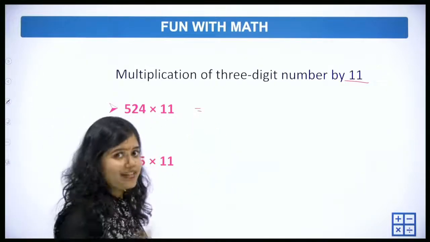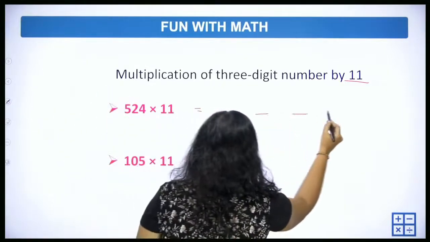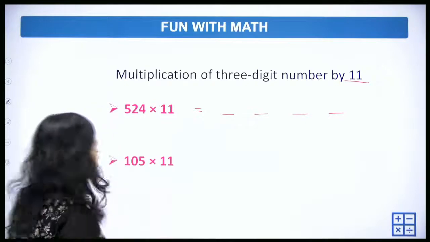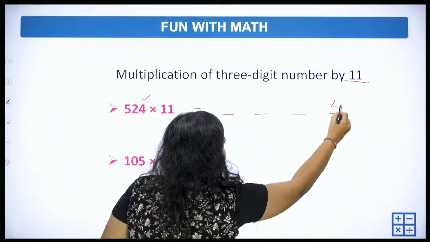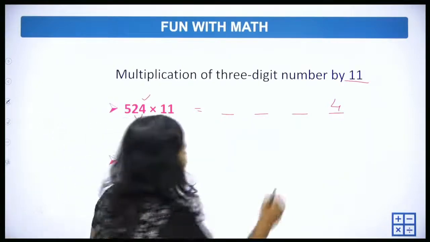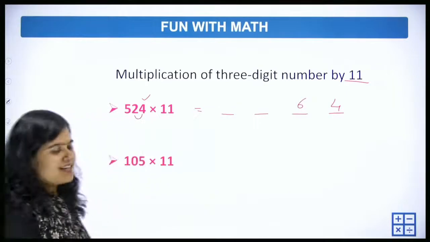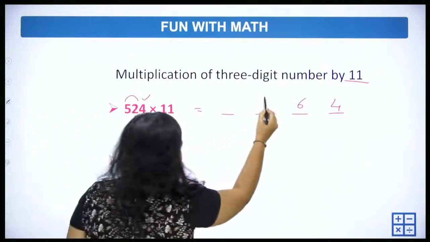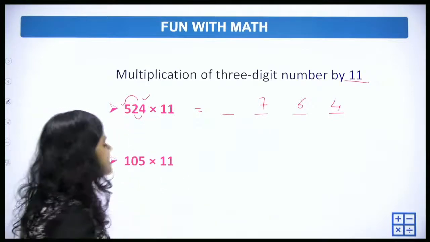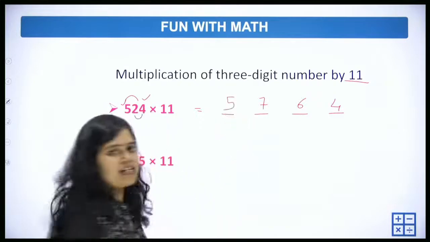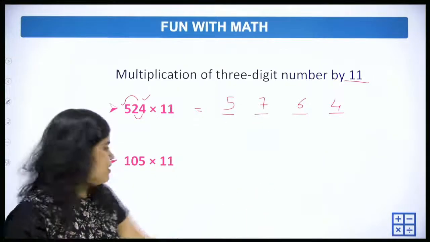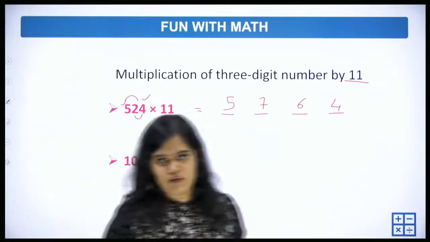How many digits will we get? 4 digits. So 1, 2, 3, 4. And what is the ones place going to be? The ones place of the number, that is 4. And what is the tens place going to be? Sum of the digits 2 and 4, 6. What about the hundreds place? It's the sum of 5 and 2, 7. And then what about the thousands place? It is just the biggest number 5, I mean the number in the hundreds place, which is 5. Clear? So 5, 7, 6, 4. Try to solve 105 into 11 as your homework.